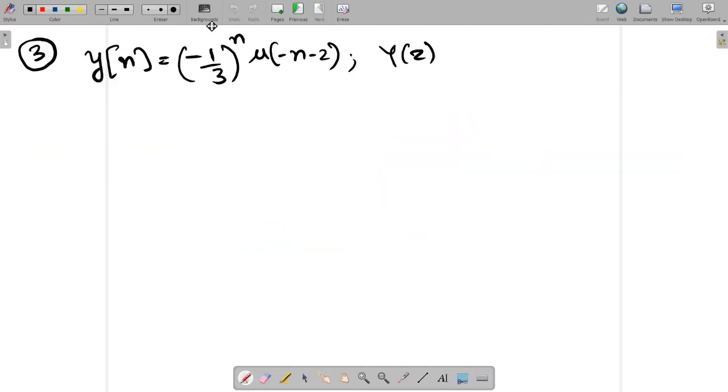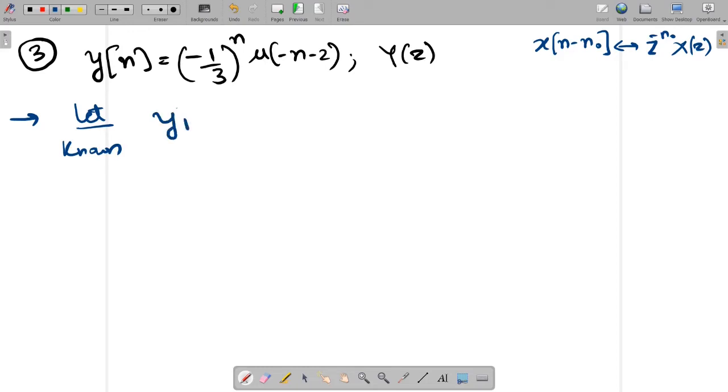Time shifting property says to us that x of n minus n naught Z transform is Z raised to minus n naught x of z. Fine. So, how do I solve this now? We will use the let and now method. So, we will first write the known and then the unknown. So, we will first write the known.